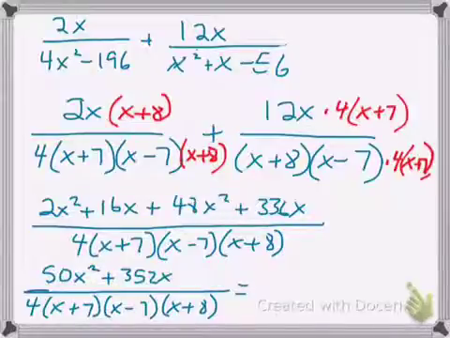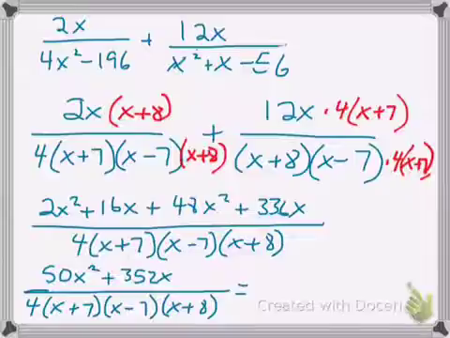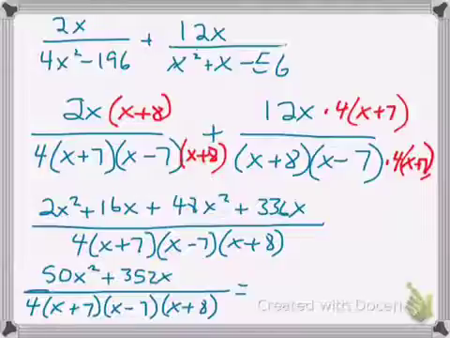We're only interested in numbers that would result in an x plus 7 or an x plus 8 or an x minus 7. Will 8 go into 352? How many times does 8 go into 352? 44 times. But 50 is not divisible by 8 or 44. So is the numerator going to factor into something that we could cancel with the bottom? Yes: 2 times 25x squared plus 176x. That's the only thing we can take out of the top.